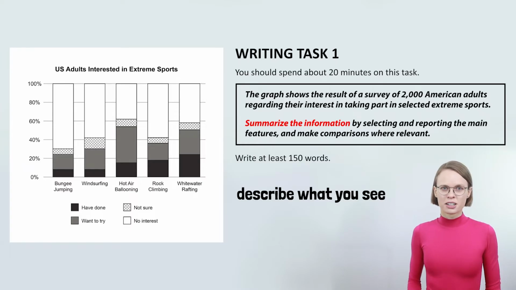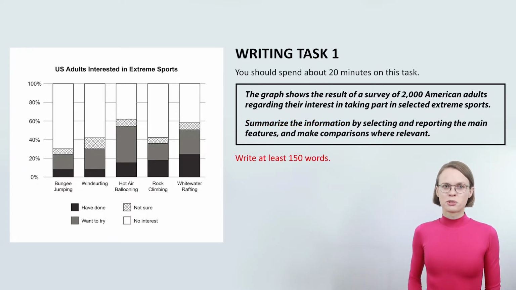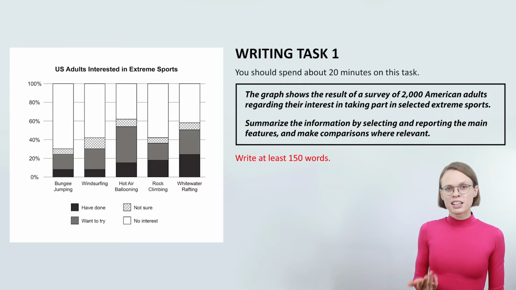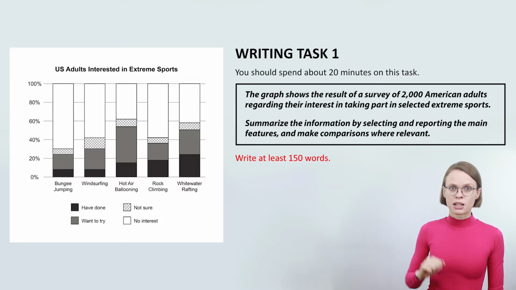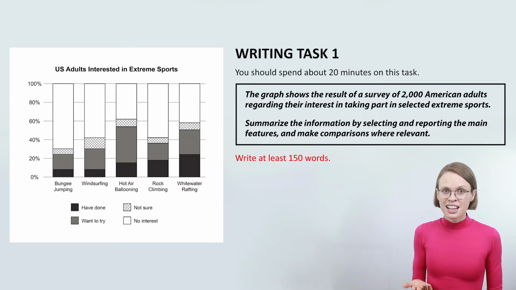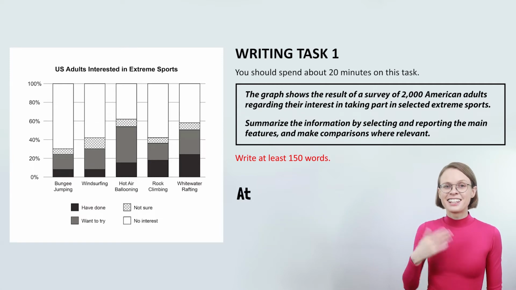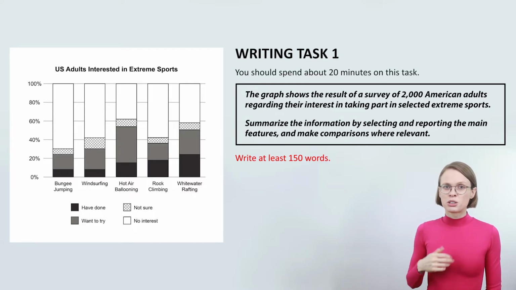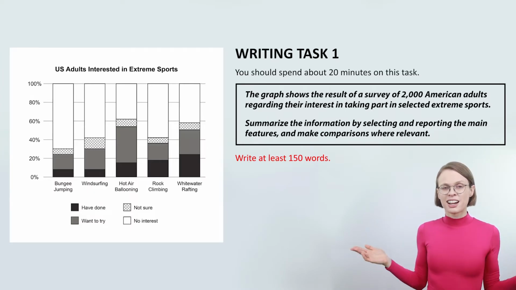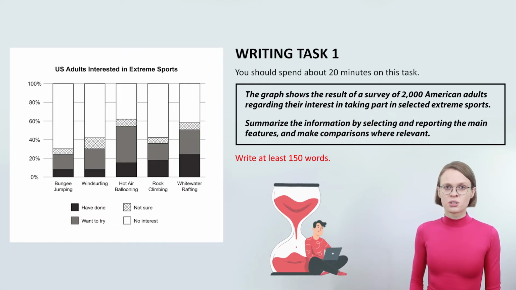Here's the last line of the prompt. Write at least 150 words. Be careful here. Some people get nervous and think that 150 is a maximum number and they write less. Do not do this. At least 150 means 150 or more. I find that about 200 words is adequate for IELTS Writing Task 1. If I write too many, I don't have enough time for Task 2.